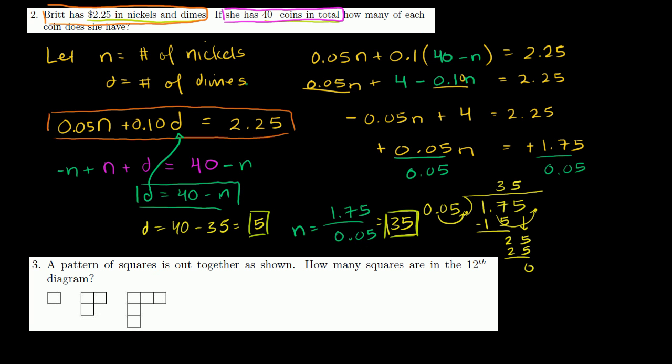And just to verify that that actually does make sense, 35 nickels are going to be worth how much? Well, 35 times 5 cents is going to get us to 175 cents, or $1.75. So 35 times 0.05 is going to be $1.75 in nickels, right? And then this is going to be 5 dimes, so this right here is going to be 50 cents in dimes. $1.75 plus 50 cents, that's $2.25. Let's do one more.